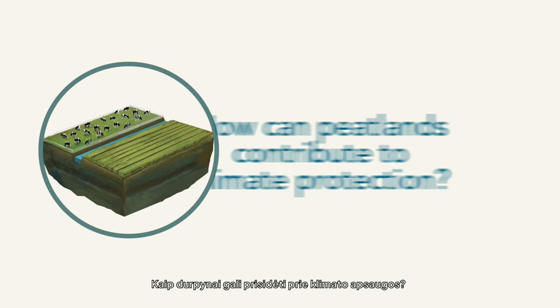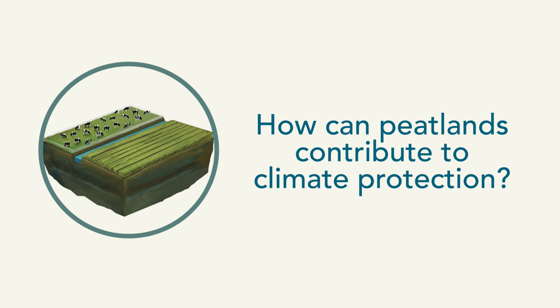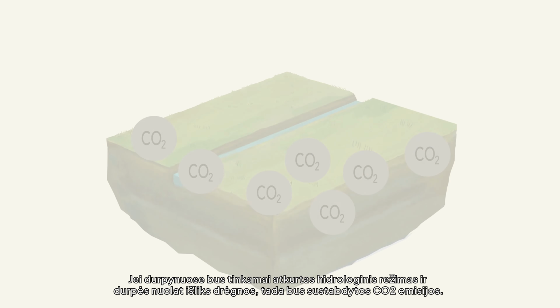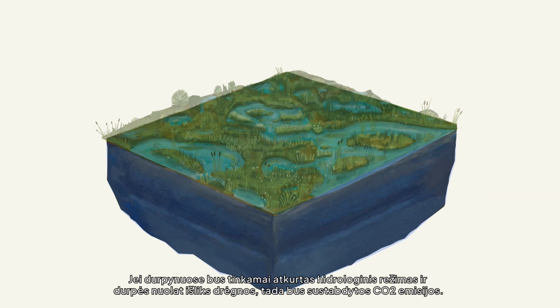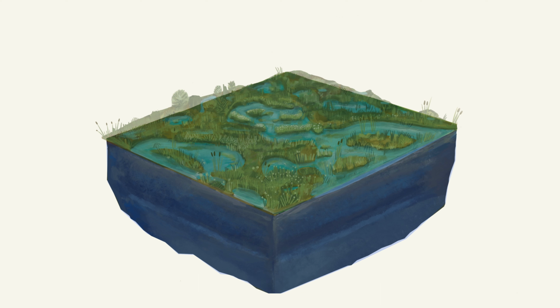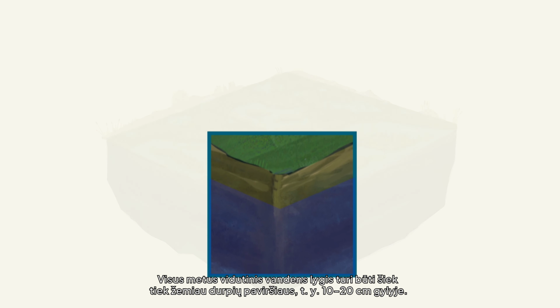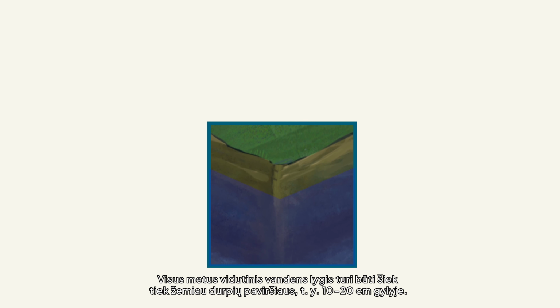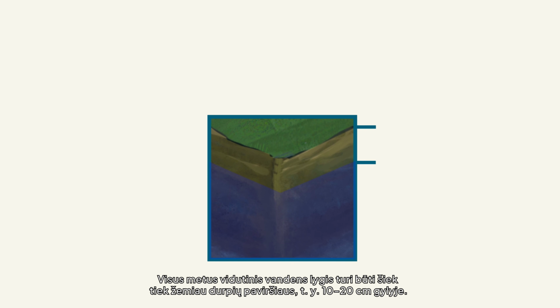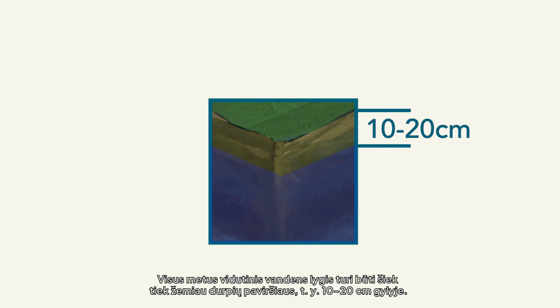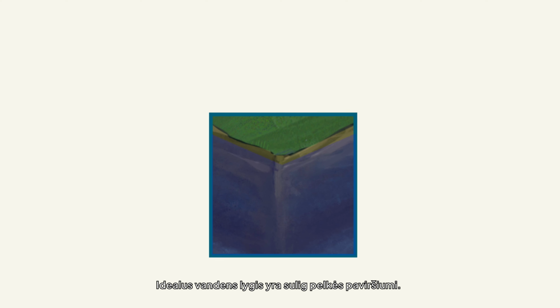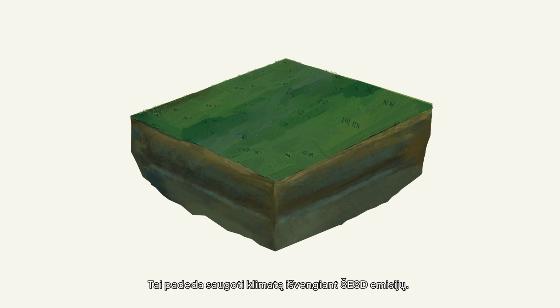How can peatlands contribute to climate protection? If peatlands are re-wetted properly, they remain permanently wet and there will be no more CO2 emissions. The average water level must be kept just below the surface throughout the whole course of the year, i.e. at 10 centimeters to 20 centimeters below the surface. The ideal water level is actually surface level. This helps to protect the climate by avoiding emissions.